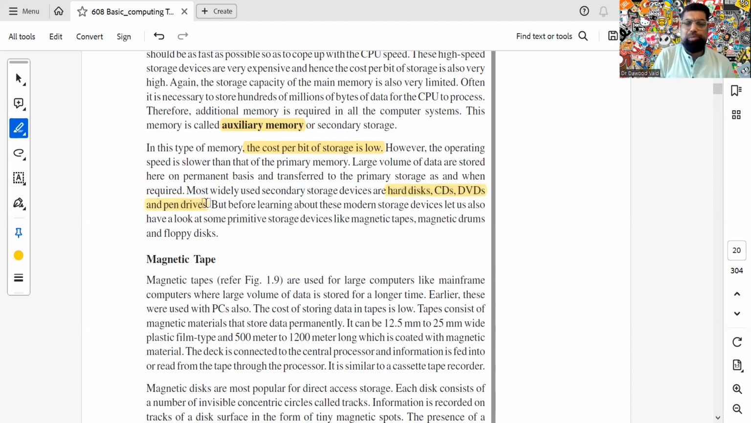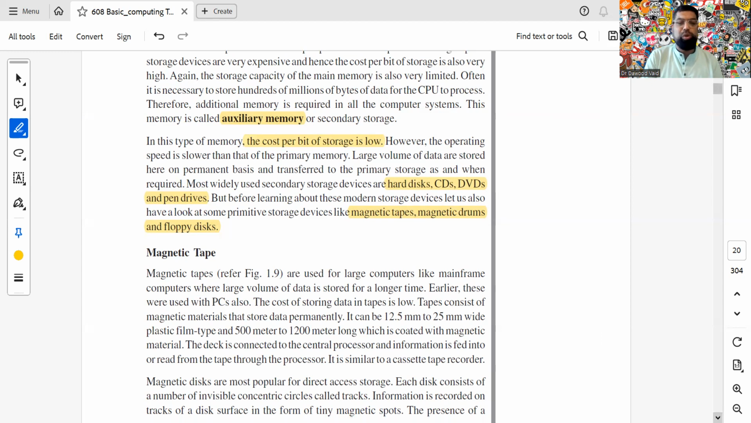A quick question to you. What about the cloud servers? Is it primary memory or secondary memory? Google it and let me know the answer. It's just a question for you to increase your curiosity, right? Well, magnetic tape, magnetic drums, and floppy disks, which you never use anymore. They are more for historical storage. They were also very, very popular storage devices.